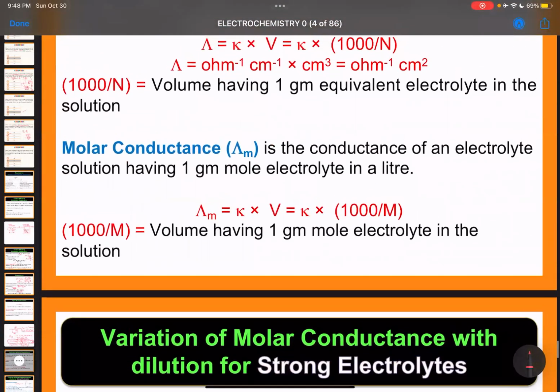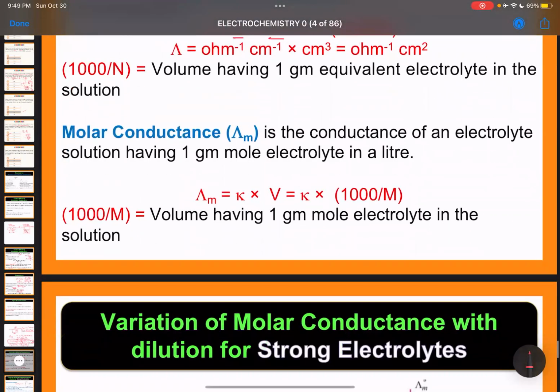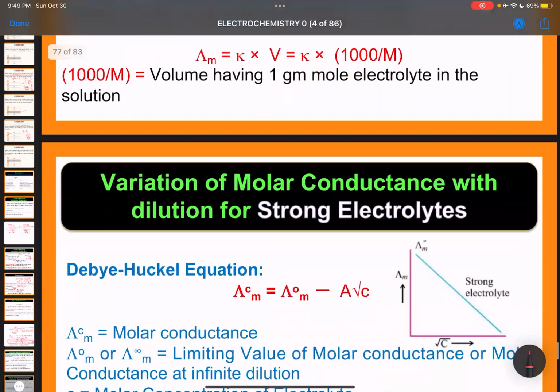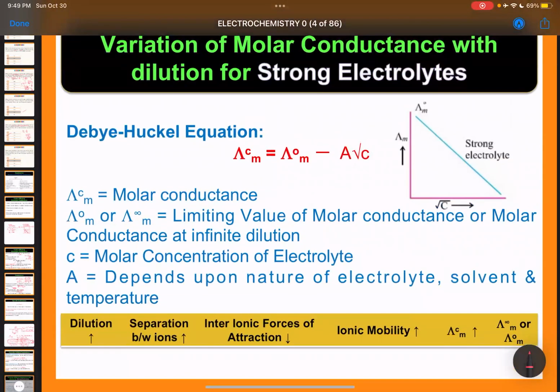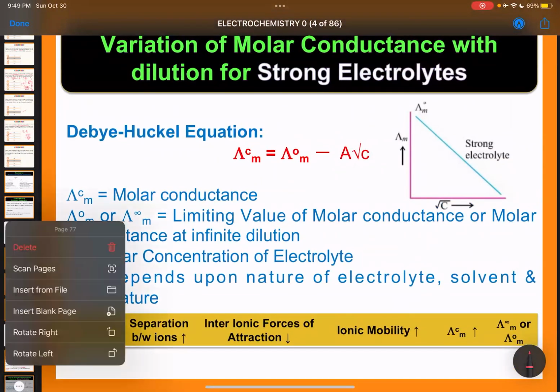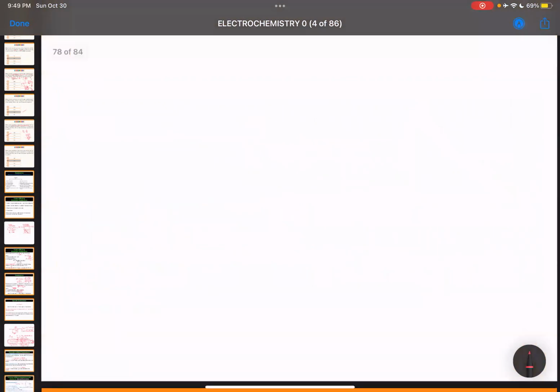So this is all what we did, 1000 by normality or molarity, and this is how we derived the units. Next is how the molar conductance is going to change upon dilution. Effect of dilution.